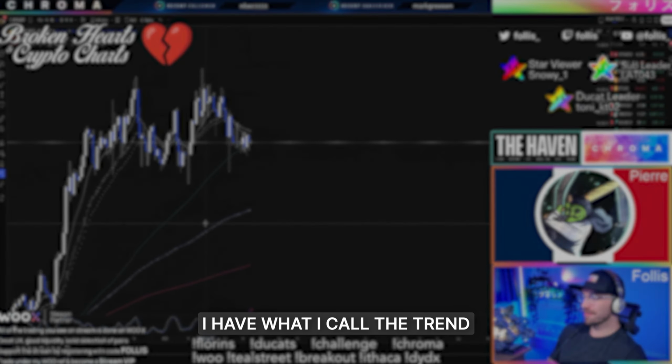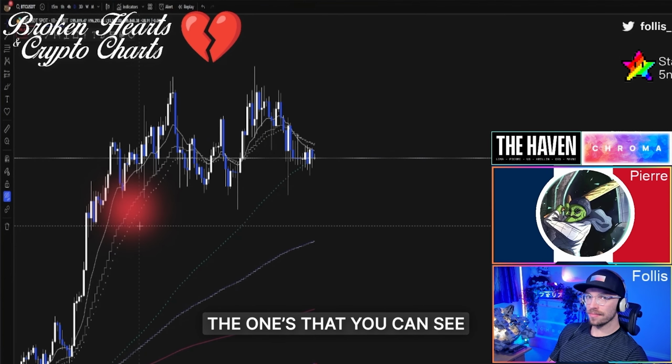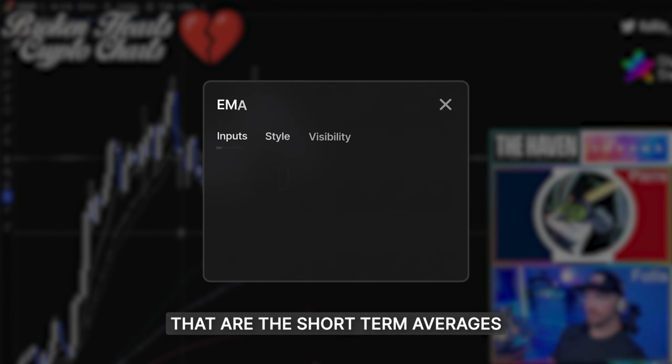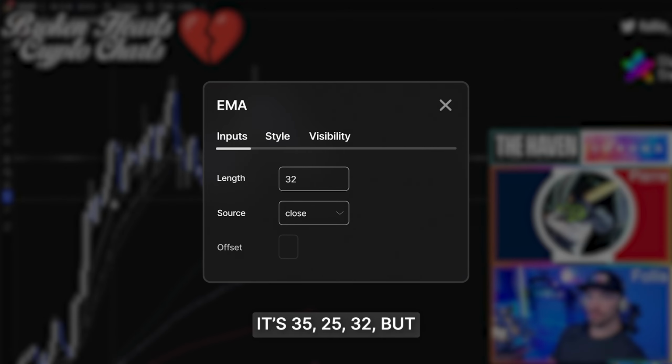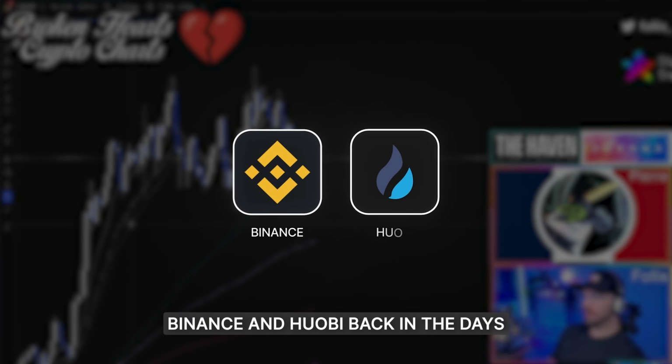Yeah, so I have what I call the trend. It's the three set of moving averages. The one that you can see are the short-term averages. It's 35, 25, 32, but I ended up with these values because they used to be the default values on Binance and UOB back in the days.